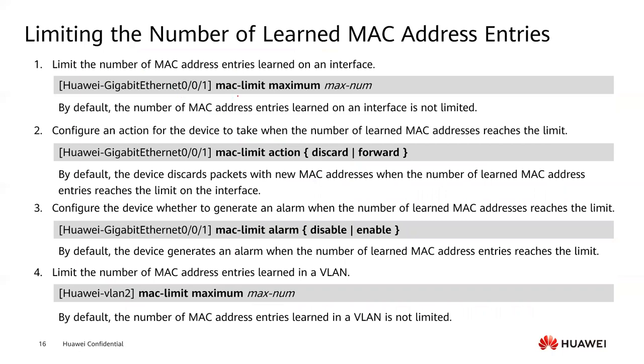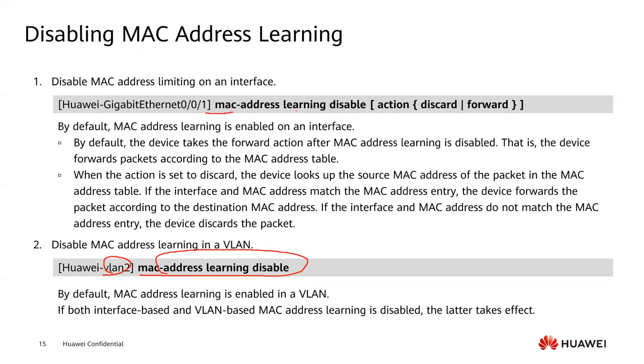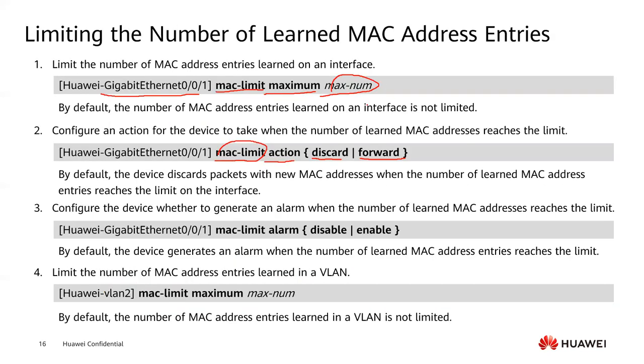You can just use this command, mac-limit maximum, in the interface view, and you can set this value. Also, MAC limit has actions: the discard action and the forward action. The meaning is the same as the MAC learning disable action. They have the same processing action.